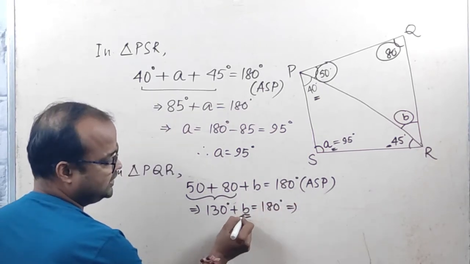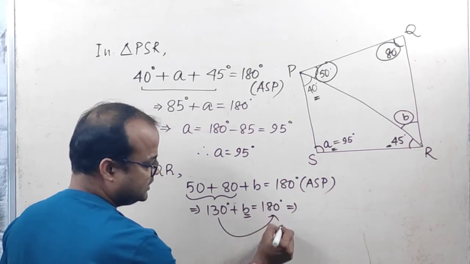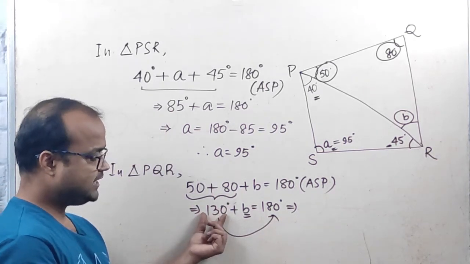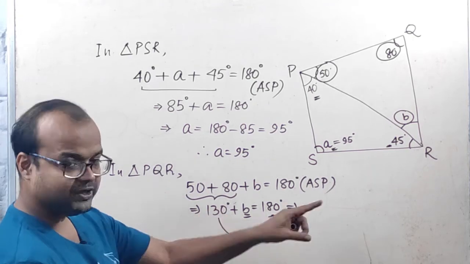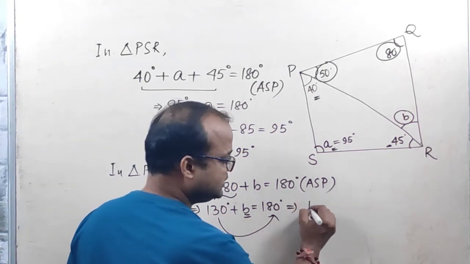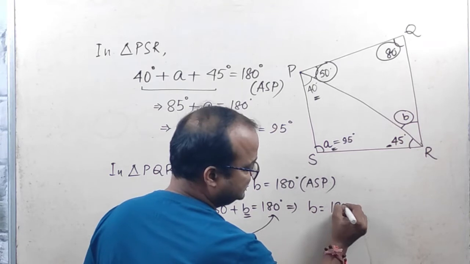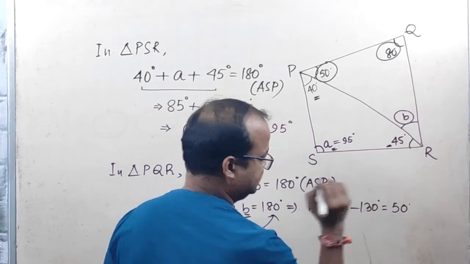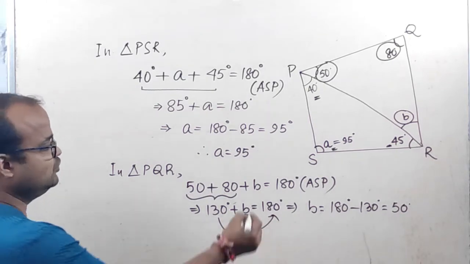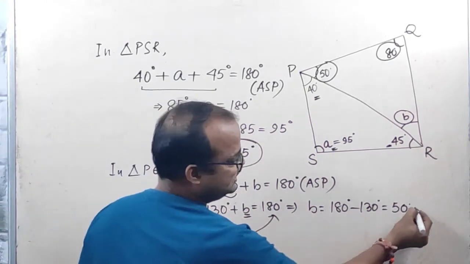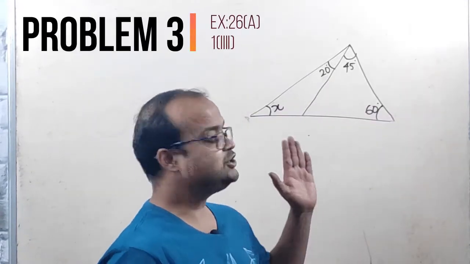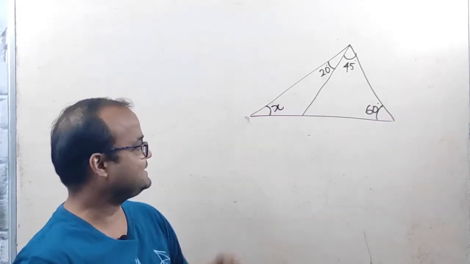Now to find out the value of B, we need to shift this 130 degree to the other side. So if you shift the side, this plus 130 degree will become minus 130 degree. So B equals 180 degree minus 130 degree, that is equal to 50 degree. So the value of A equals 95 and B equals 50 degree. Our next problem is we need to find out the value of X.